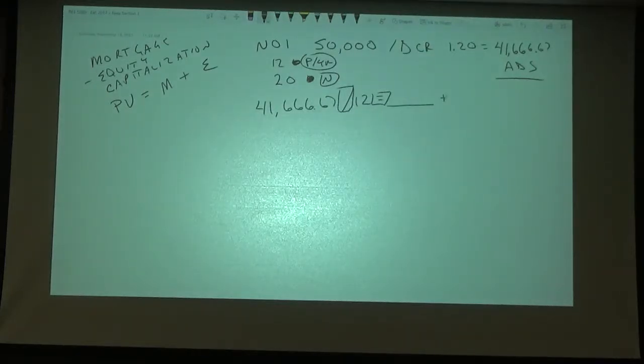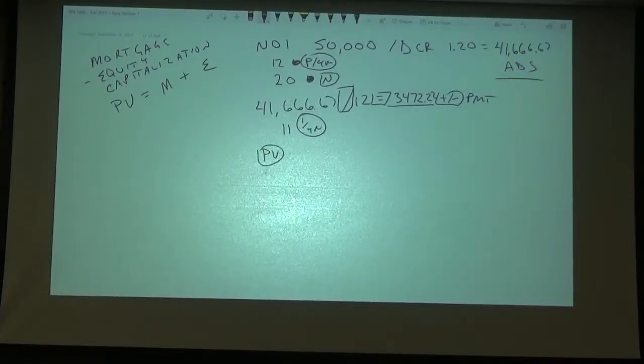Okay, so whatever that amount is, we're going to put in as our monthly payment. That monthly payment is going to be $3,472.22. Okay, everybody still with me? Okay, and then we're going to assume an 11% interest rate.